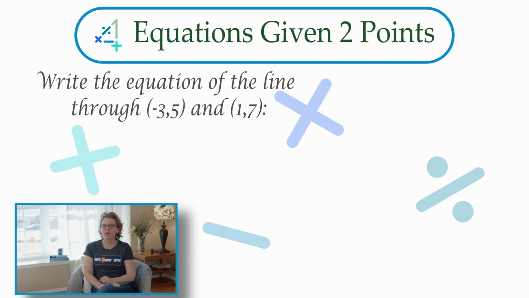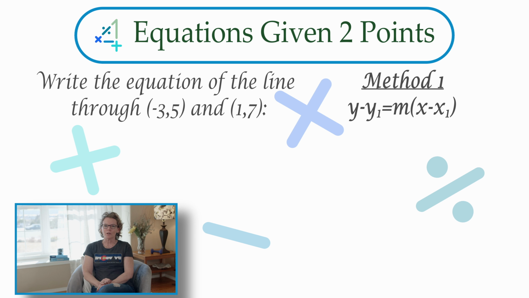We're going to solve an example using both of these methods, and you get to choose which one fits best for you. Let's get going and write an equation of a line between -3,5 and 1,7 in slope-intercept form.